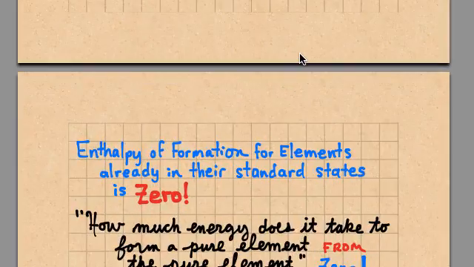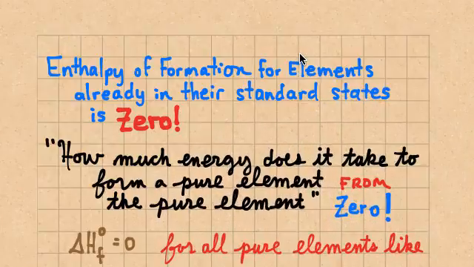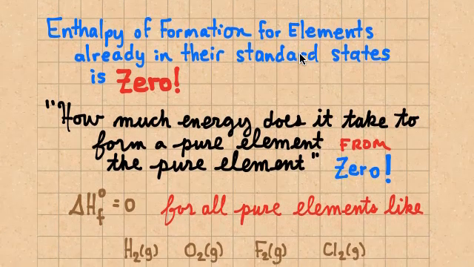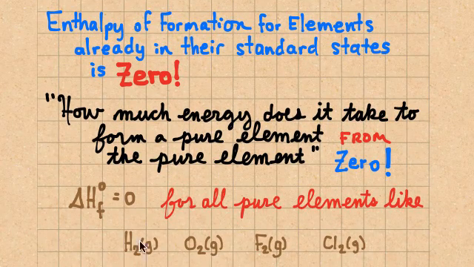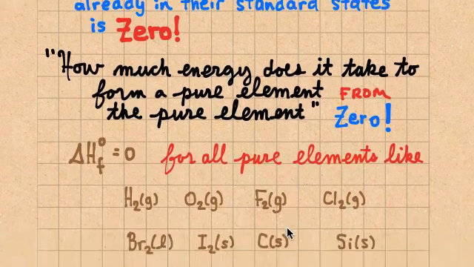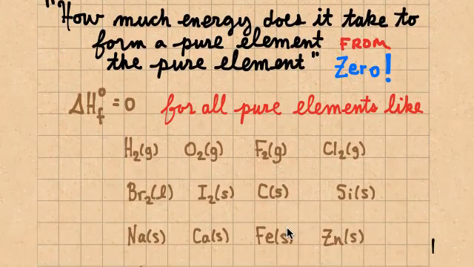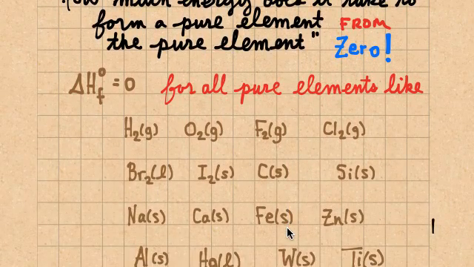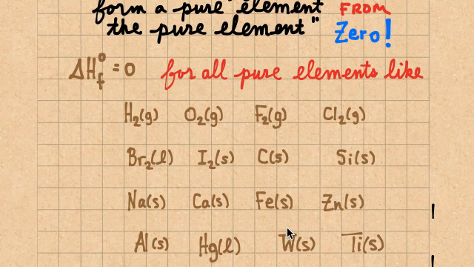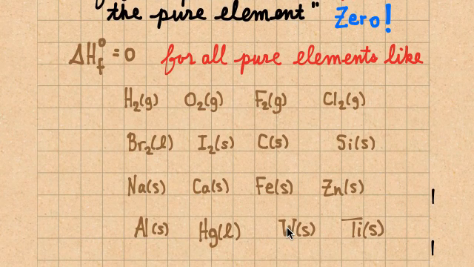All right. Also, the standard enthalpies of formation for pure elements are always 0. Got to remember that. So hydrogen gas, oxygen gas, fluorine gas, chlorine, iodine solid, carbon solid, silicon solid, bromine liquid, iron solid, you name it. Choose an element in its normal standard state, and the delta H of formation is 0.